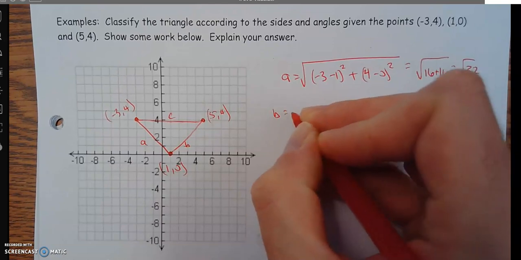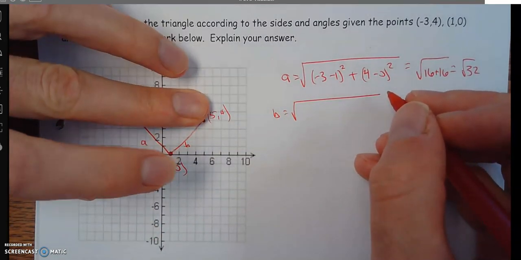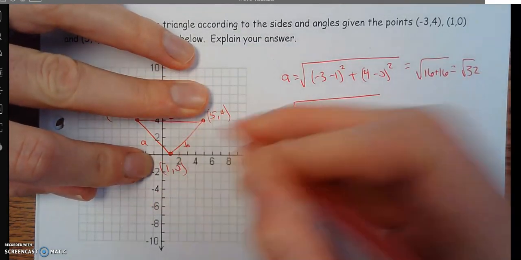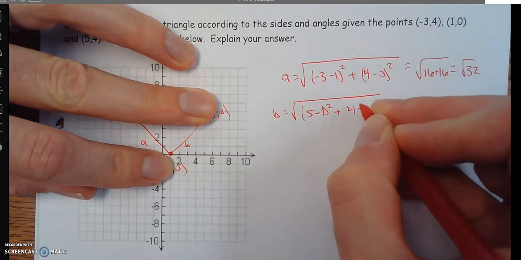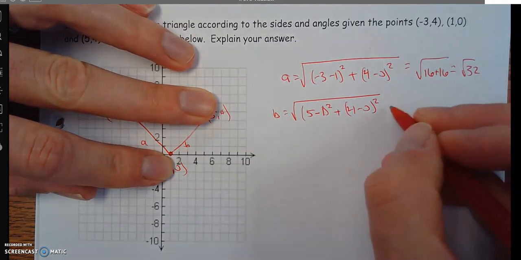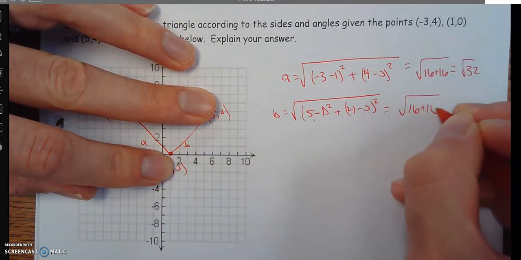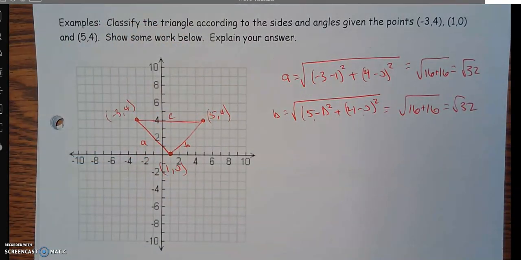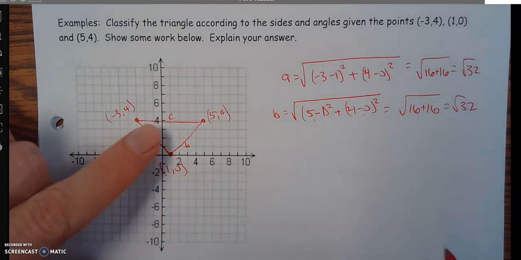Side B now. Again, look at these two points, look at the x's. 5 minus 1, squared, plus 4 minus 0 squared. So 4 and 4, the squares of those would be 16 plus 16, which is radical 32 again. So two of the sides are the same. It's at least an isosceles triangle. It could be equilateral. It doesn't look like it's equilateral, but it could be. Let's try C now.